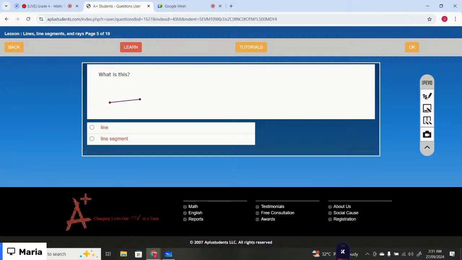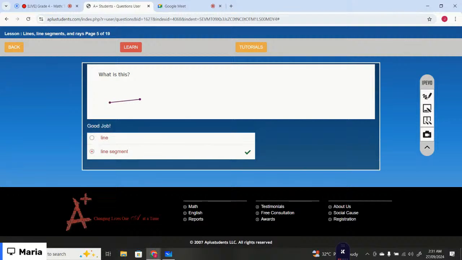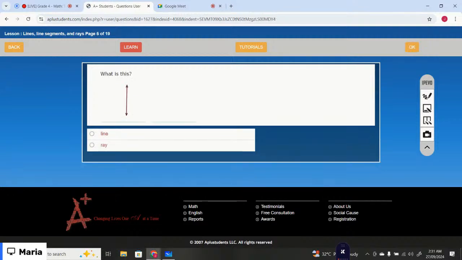That is a line segment, right? A line segment has two endpoints. That is a line segment. What is this? Line or ray, which is the correct option? The correct option is line. It is right. Option number 1 is the correct option.